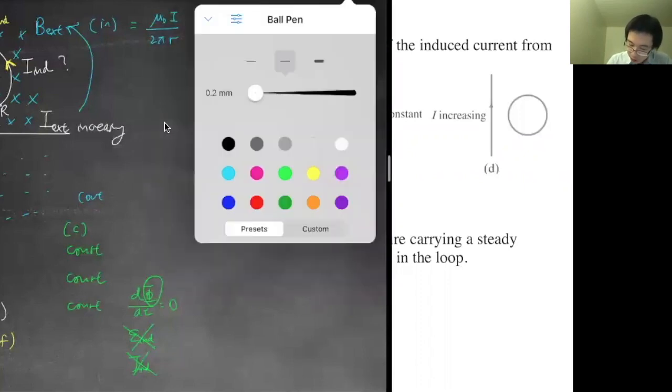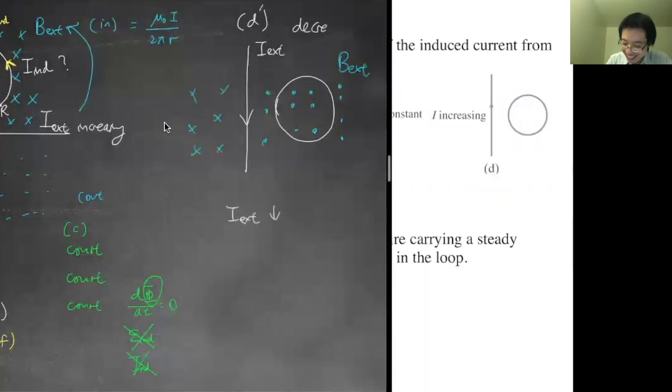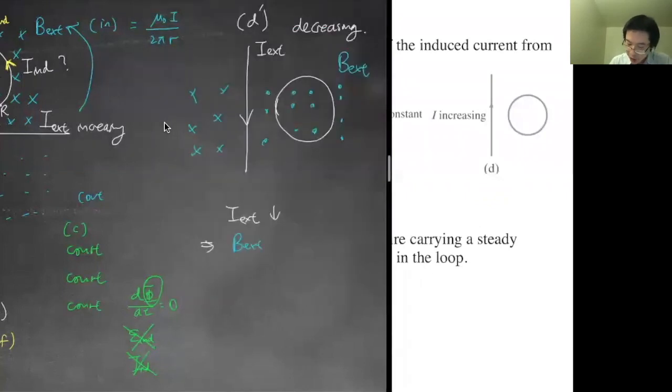So the wire is going down, right? So here the field is going out. I won't draw too much. But the blue is external, so make sure you differentiate what's external and what's internal. So this is decreasing. So this is D prime, a modification of part D, decreasing, in case anyone reads these notes later. So the B external is decreasing in strength.